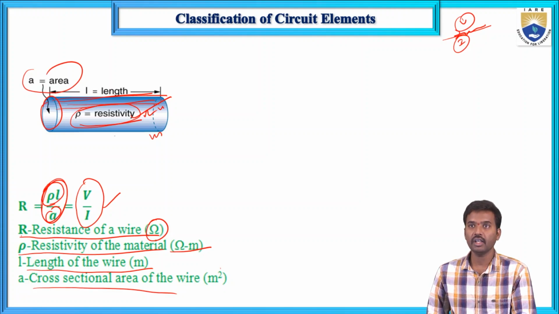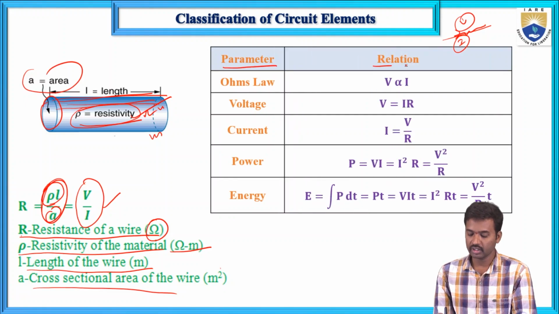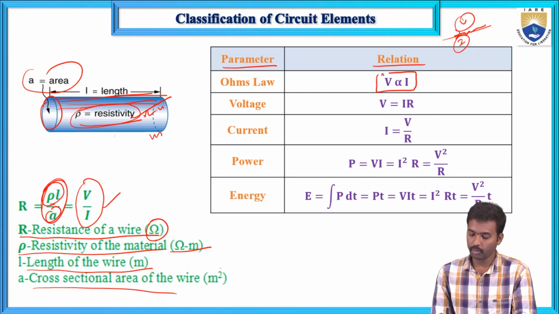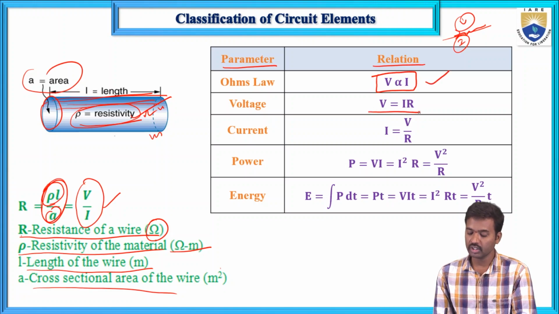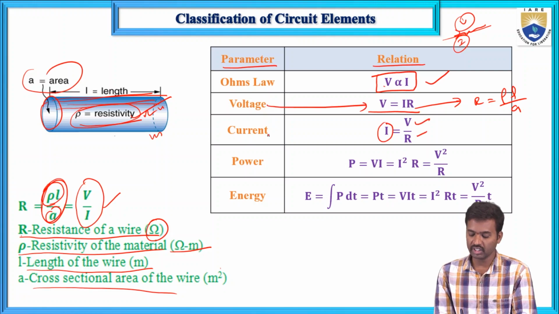And next, these are the formulas. So now this is the parameter and this is the relation. According to Ohm's law, the voltage across any element is directly proportional to the current, and that voltage equals V is equal to IR. V is directly proportional to I, and next V is equal to IR. Here R is a proportionality constant, that equals rho L by A, and I equals V by R. This is for voltage and this is the current.